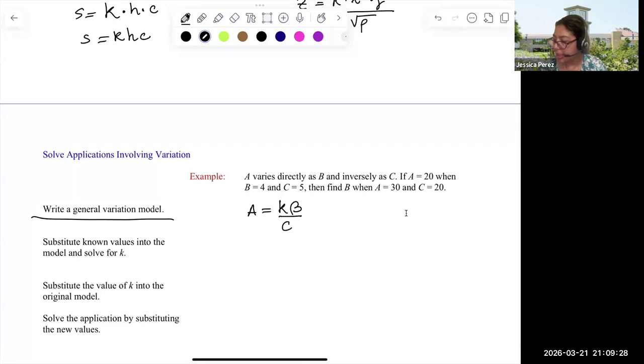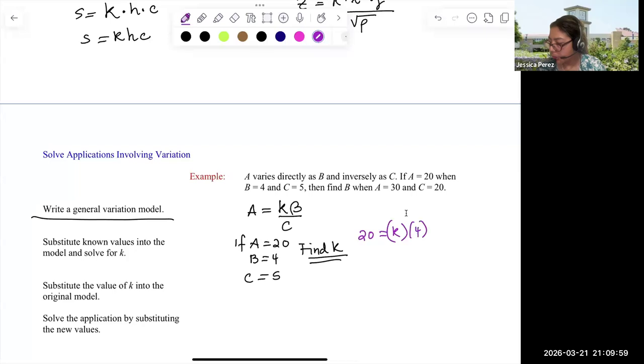Now the question is saying if A is 20, B is 4, and C is 5, we are going to find K because that's the only variable that's missing. So first we find our constant of proportionality. So let's solve it. So I have 20 is equal to K times 4 over 5. So then we solve for K.